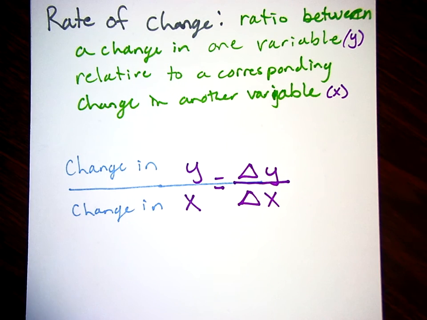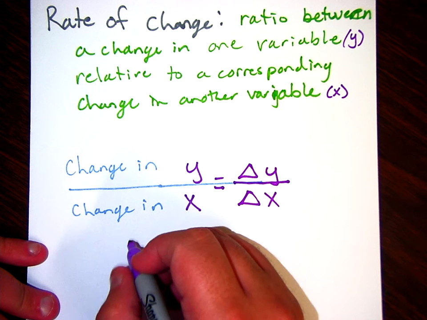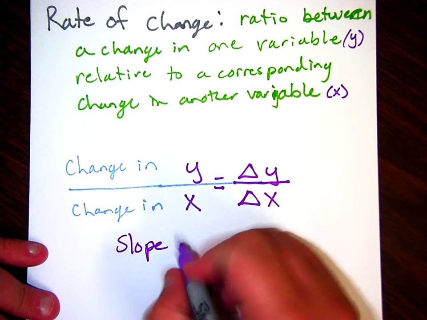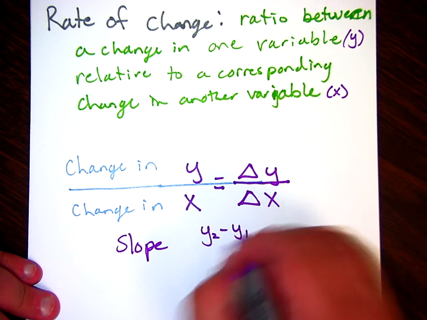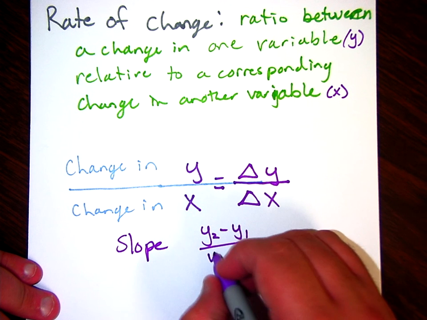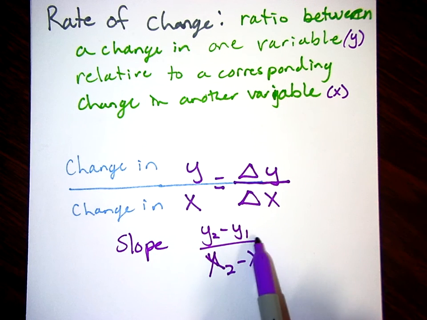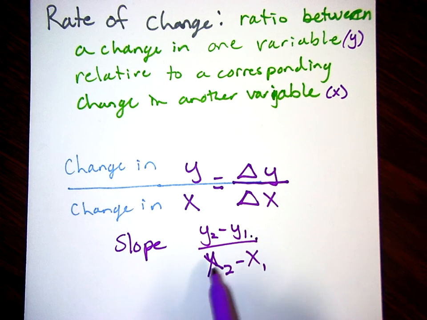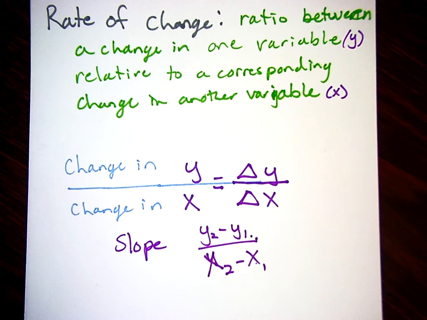When you look at your formula charts, you'll see the slope of a line as a formula, and it will say y2 minus y1 over x2 minus x1. This is the change in y, the difference in y, over the change in x. That's where you get delta y over delta x. So we're just relating two variables and how they change in correspondence with each other.